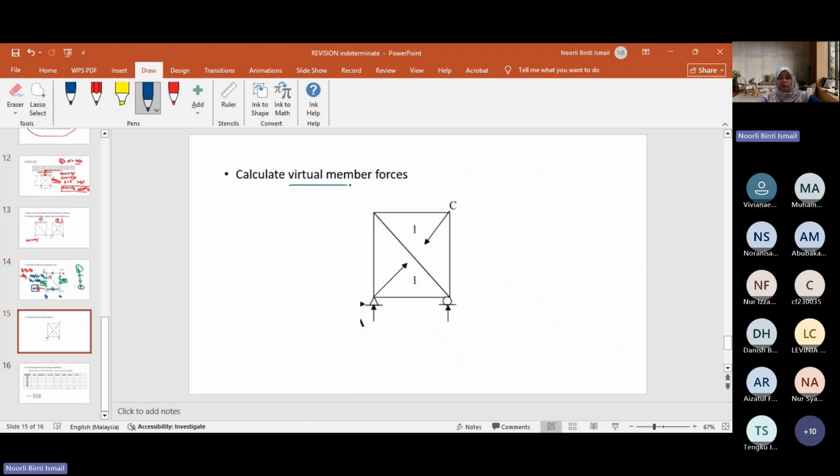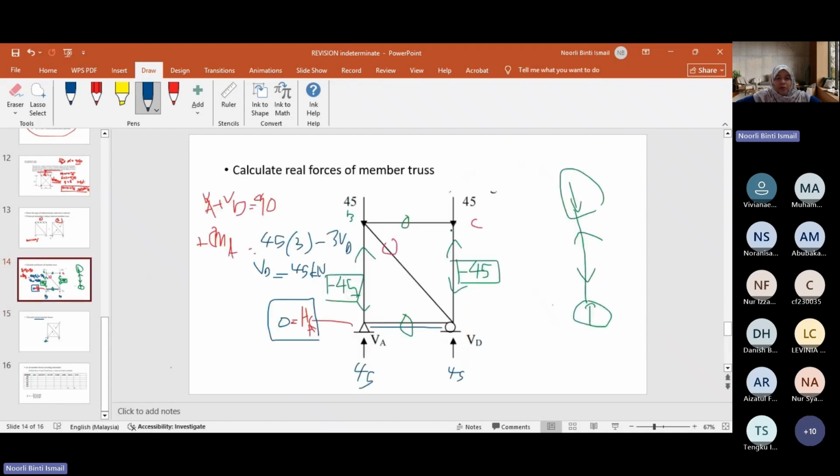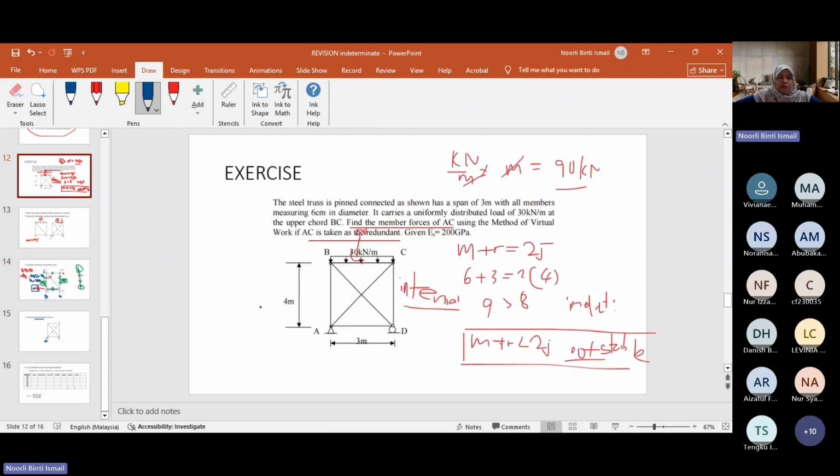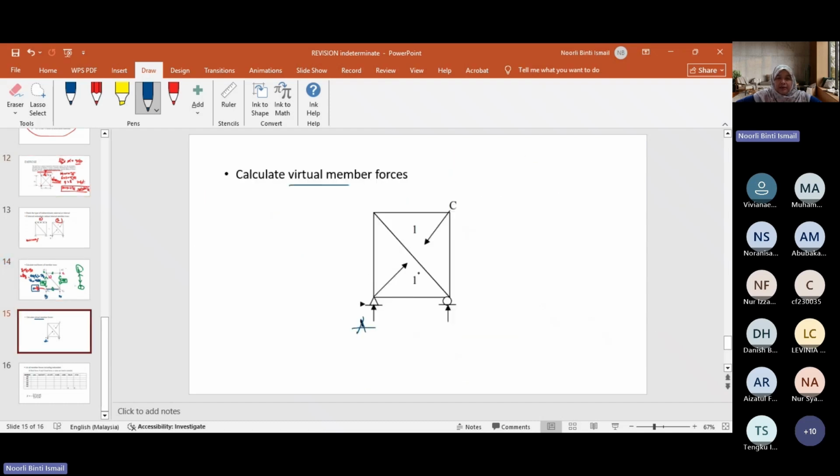Okay, now find B12. Okay, for B12, internal, just now you remove AC. Kan? You remove AC ni, this one. No member AC. However, in the actual, we have AC. So you put back AC like this. 1, 1. Apply 1 unit load. Right? So start again now.